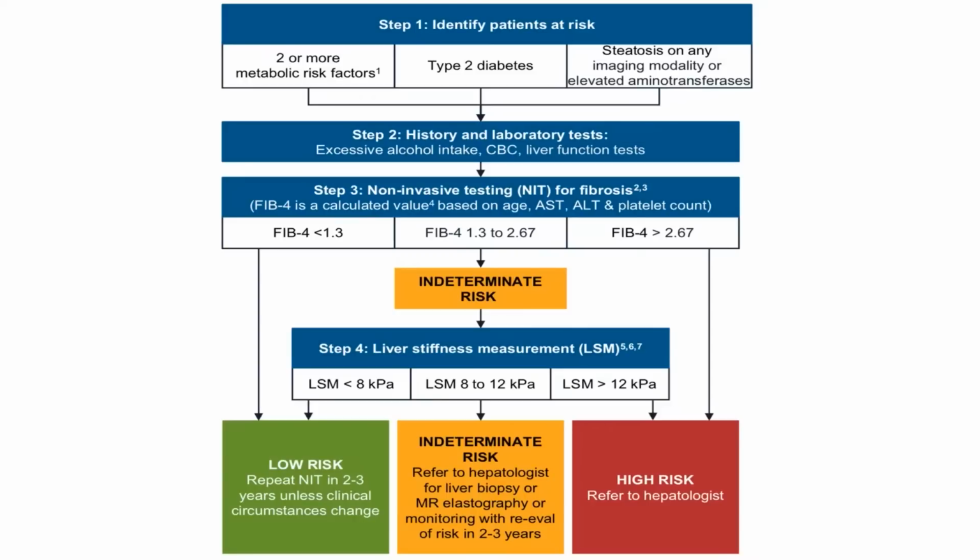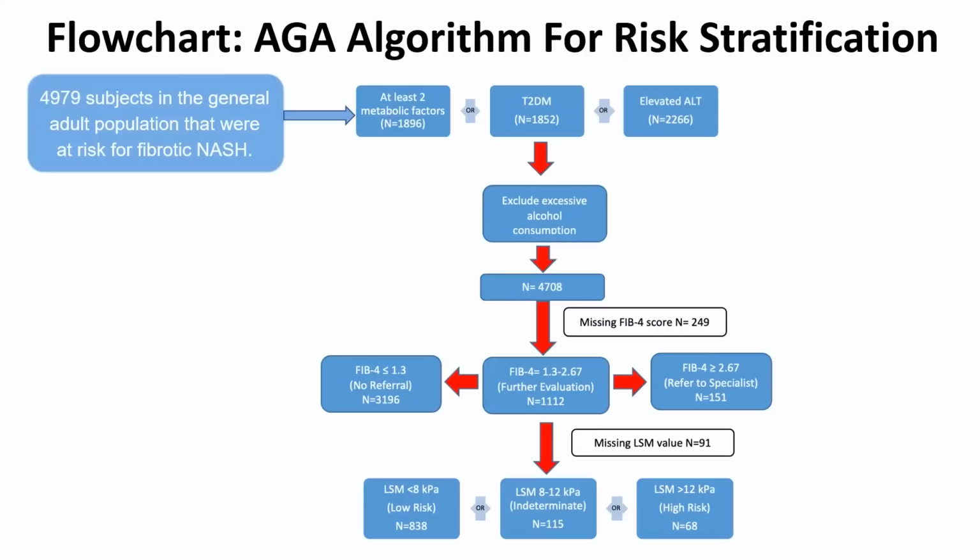FIB-4 more than 2.67, you send to a hepatologist or specialist. Between 1.3 to 2.67, this is indeterminate. This is when you need to do your Fibroscan. If your liver stiffness is less than 8 kPa, this is low risk patient, and basically more than 8 kilopascals, you send to a specialist. Next slide. So we actually wanted to assess the impact of applying the AGA algorithm on the United States population.